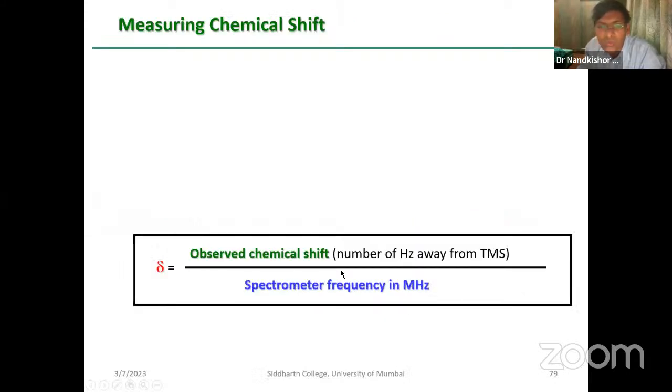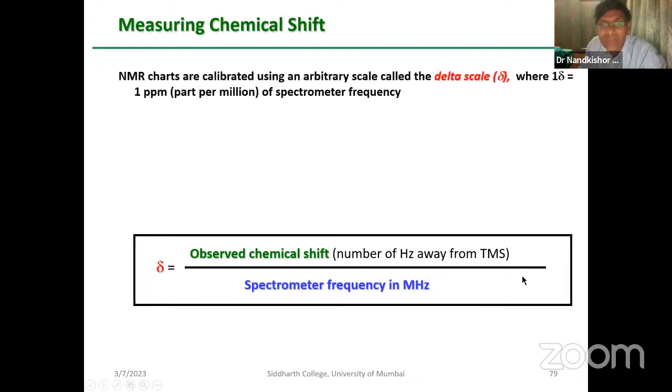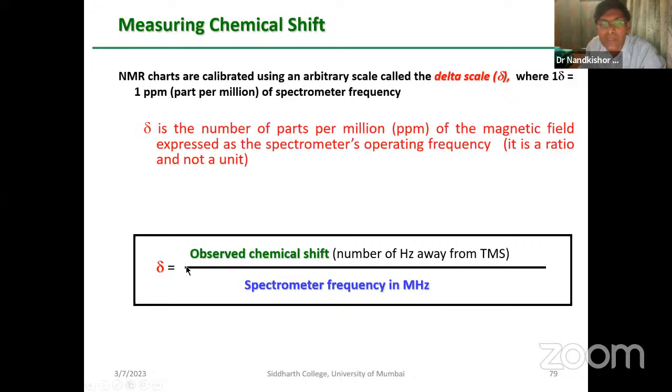And we need to convert this delta into parts per million, so we have to multiply by 10 to the power 6. If we multiply with 10 to the power 6, this unit will be parts per million. So parts per million is the unit. Suppose you want to understand this, I will just show you.